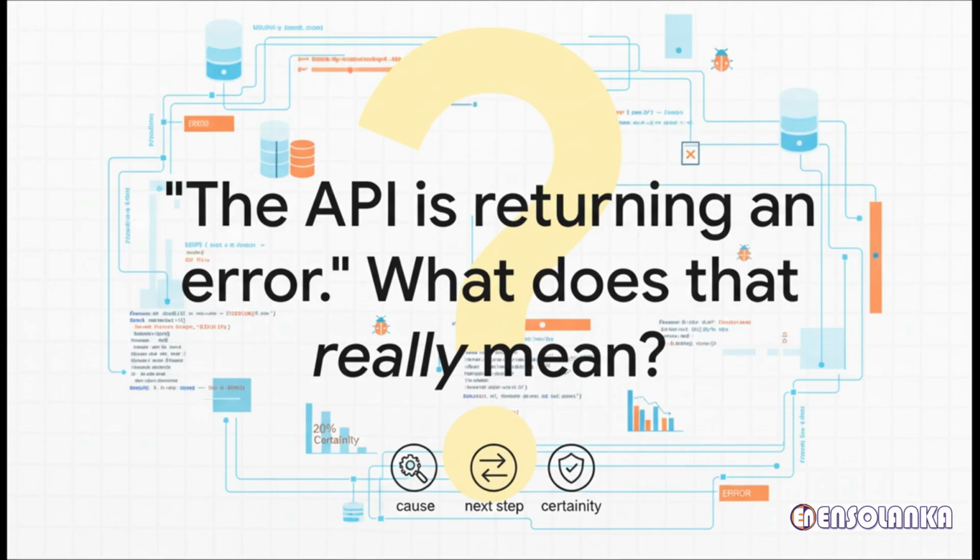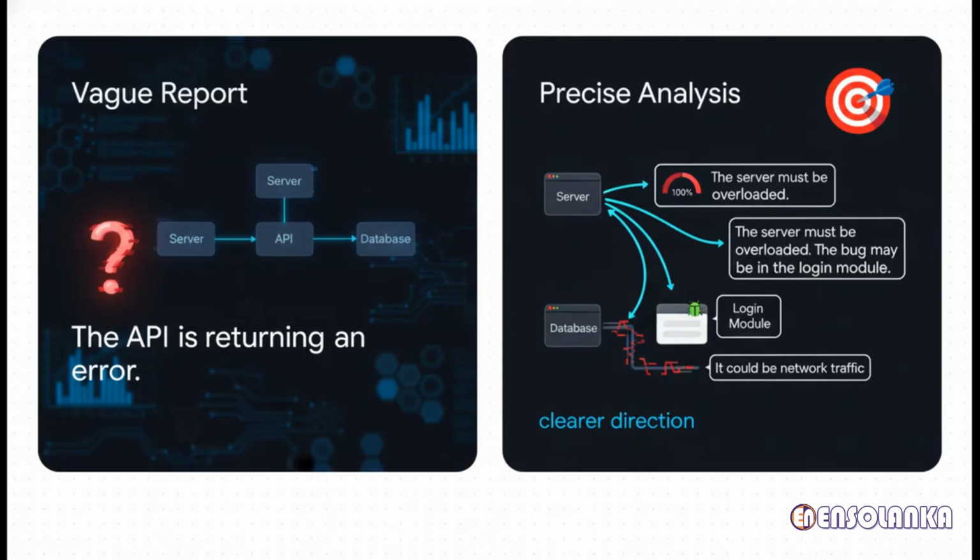It tells you there's a problem, but it gives you absolutely no clue about the cause, how certain we are, or what to do next. We can do so much better. And this is the difference. It's night and day. Instead of just saying there's a problem, we can give a really strong logical conclusion. The API must be overloaded. Or if we're less sure, we can suggest a possibility. The bug may be in the login module, or maybe it could be network traffic. See how each one of those gives your team a real direction to start troubleshooting?